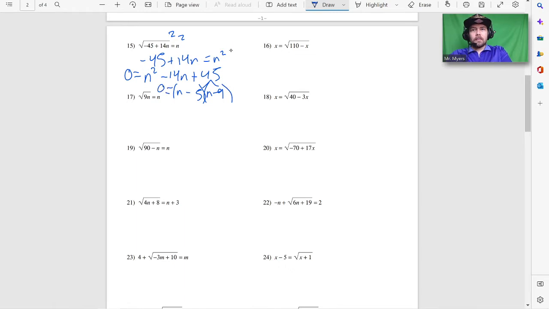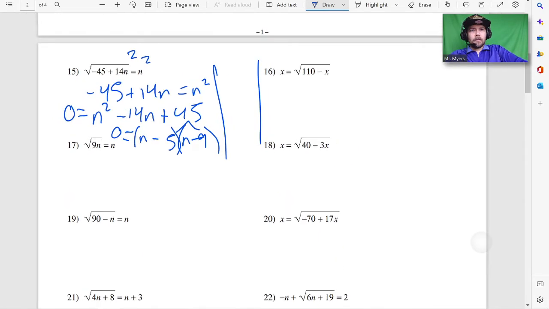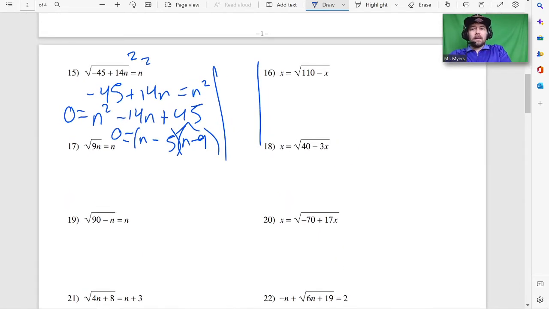Set that equal to 0, and I need to zoom in a little bit here so I can squeeze in a little bit more work, which means that we're basically already done. N is going to be equal to 5 and 9. Now we just want to check to make sure that they both work. It looks like they should because they're both positives. If we got a negative, that wouldn't work because a square root would not be able to be equal to a negative number.